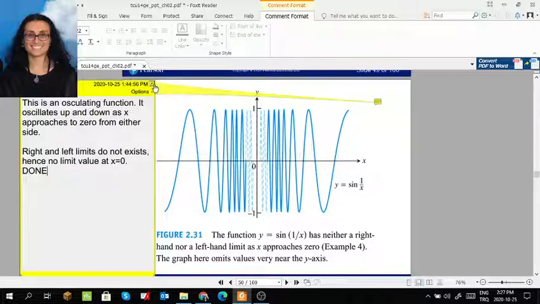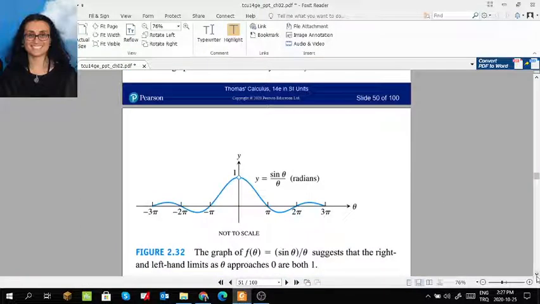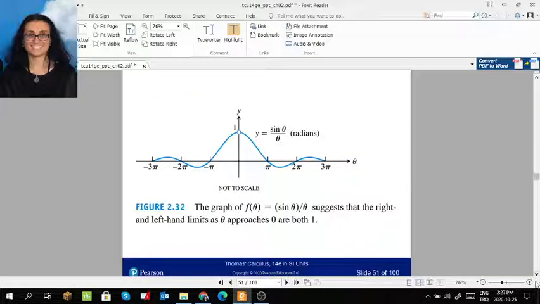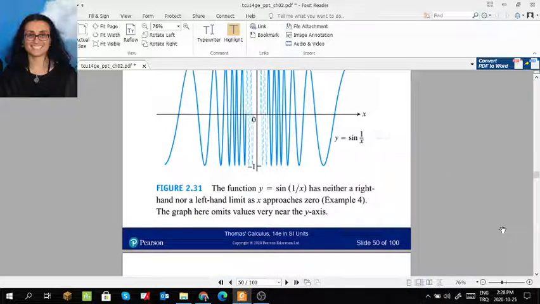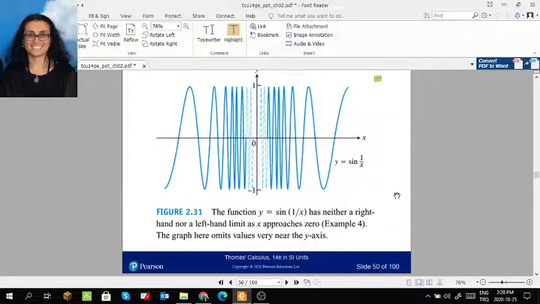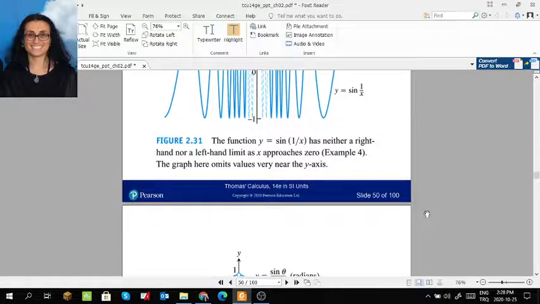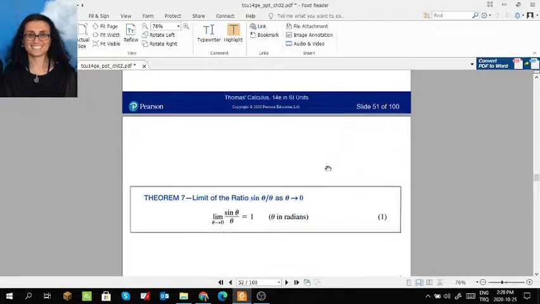Alright, so this is a special function you will see in the exercises. Let's close this. Let's look at sine theta over theta. This is an interesting function as well. The previous one was sine 1 over x, so they are different. This limit exists, but that limit doesn't exist. They are two different functions. And for sine theta over theta, as you would see in the picture, from the right it is 1, from the left it is 1, so the limit is 1. So this is special.